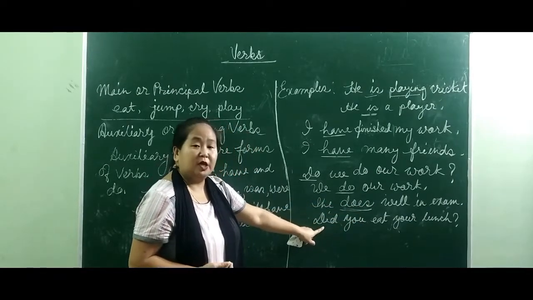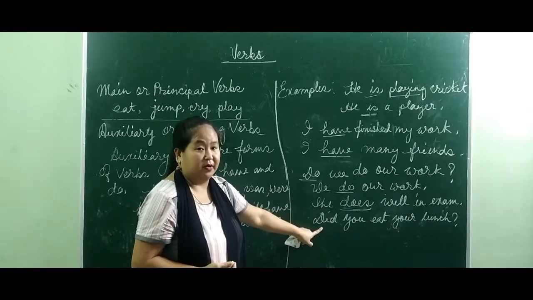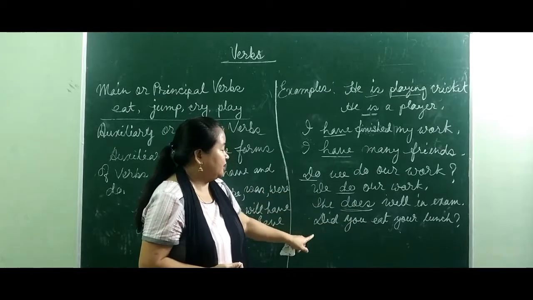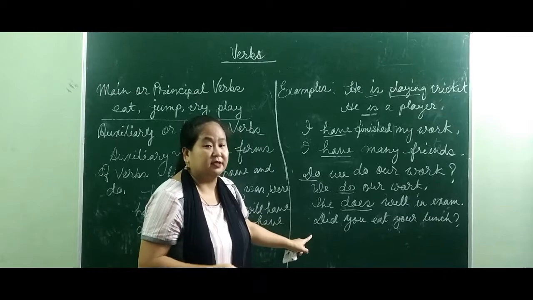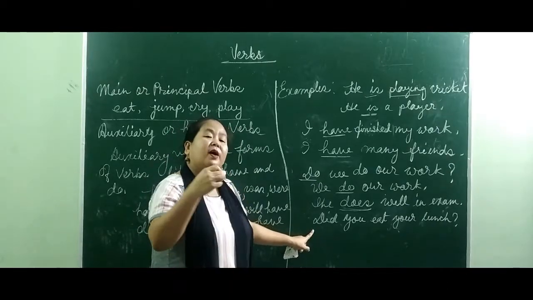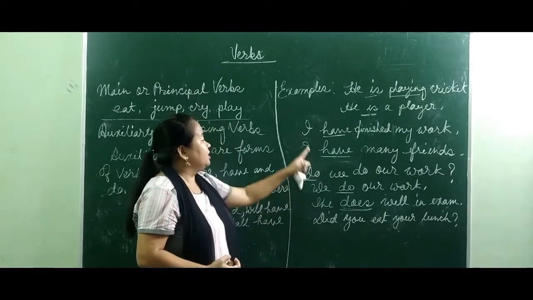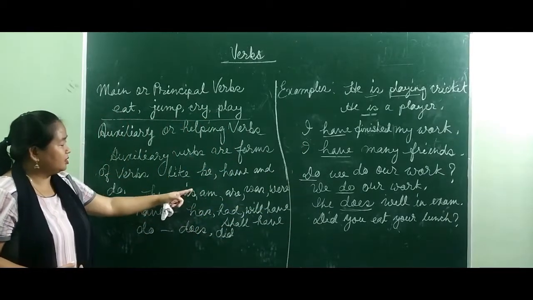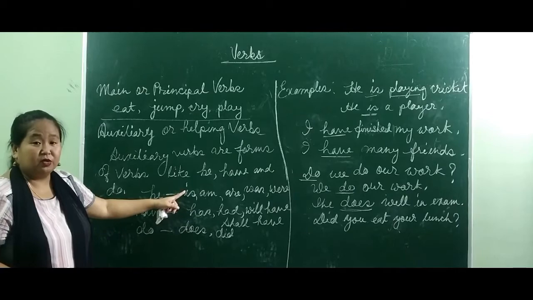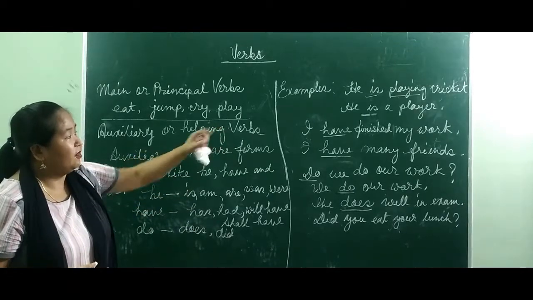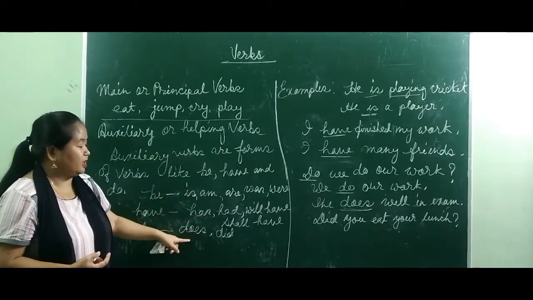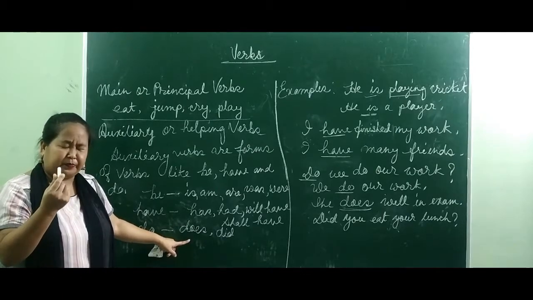Did you eat your lunch? Here, did is used as a helping verb. Did you eat? Did you do your work? Did is used as a helping verb. Or I did my work. Did is used as a main verb. So all these verbs are used to help the main verb, and all these verbs can be used as a main verb in a sentence.